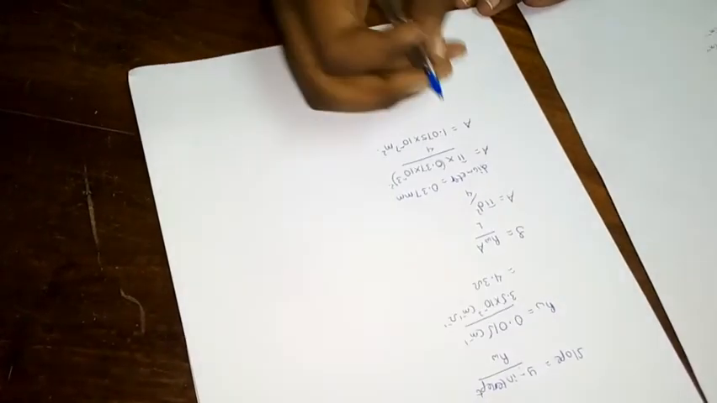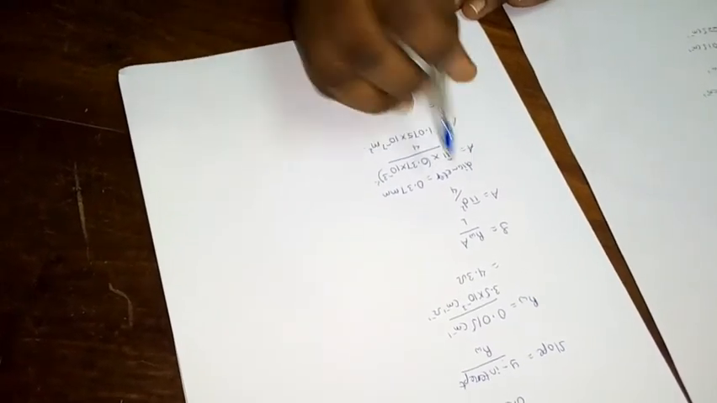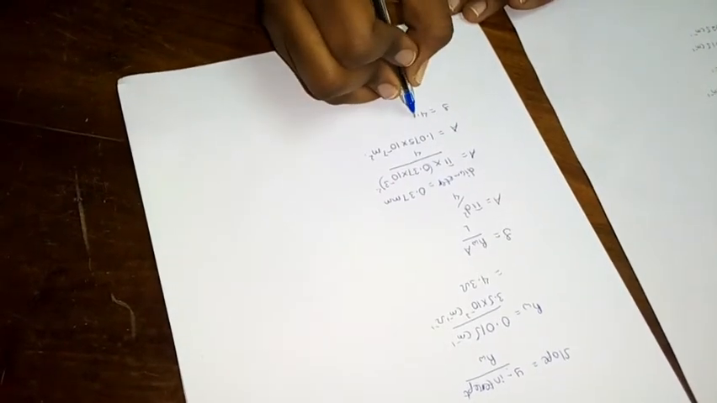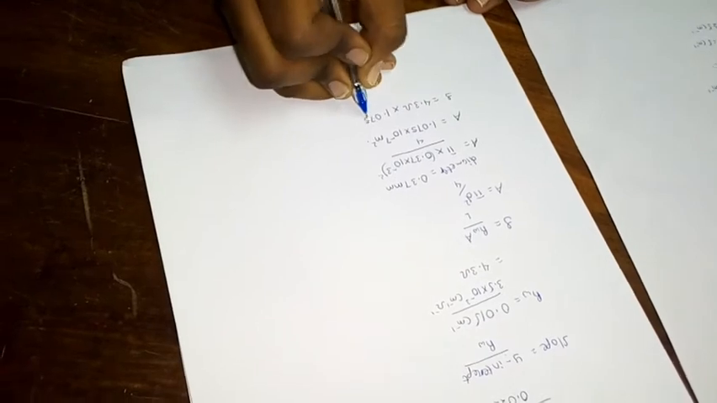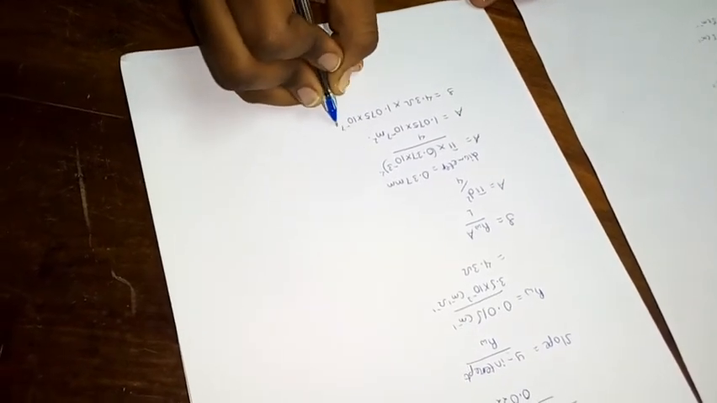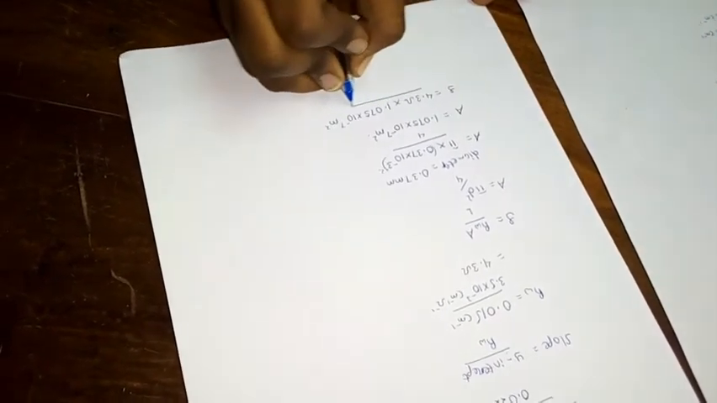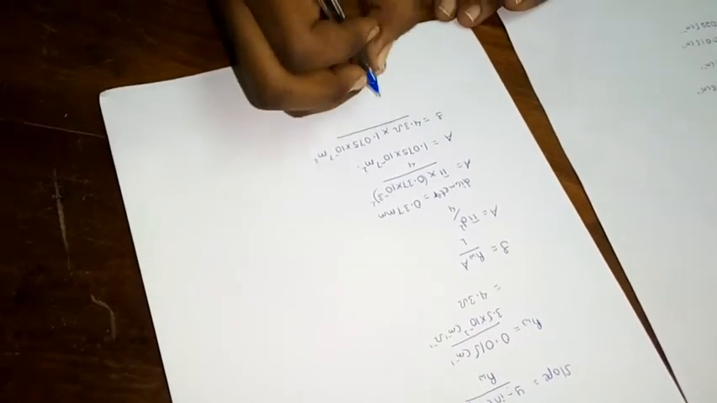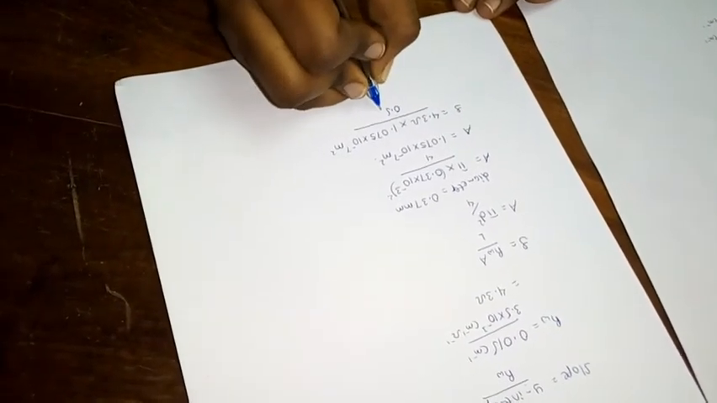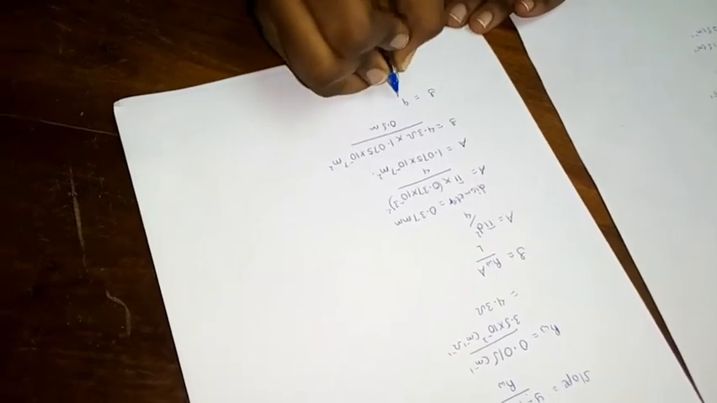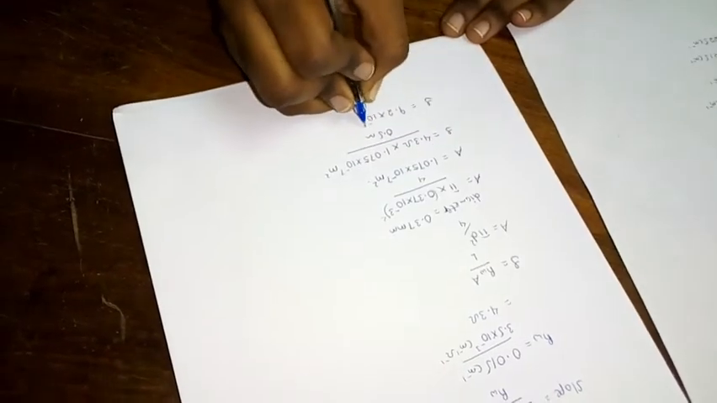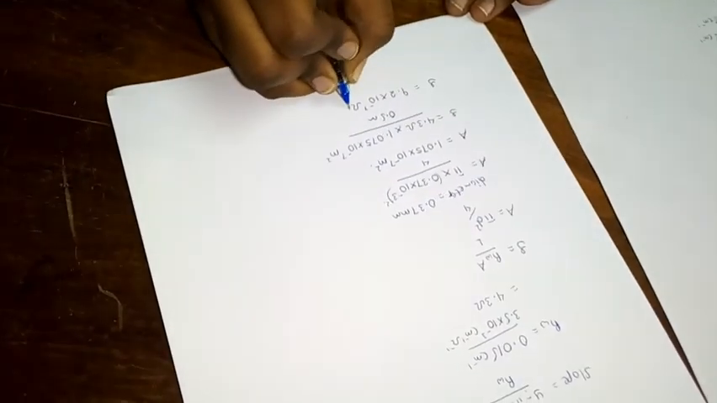Then going back, we say resistivity equals resistance of the wire, which is 4.3 ohms, times area 1.075 times 10 to the negative 7 meter squared, over length, which is 0.5 meter. So resistivity will be equal to 9.2 times 10 to the negative 7 ohm meter.